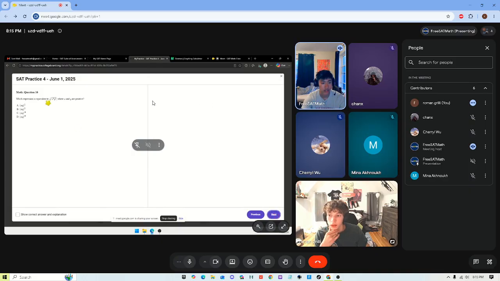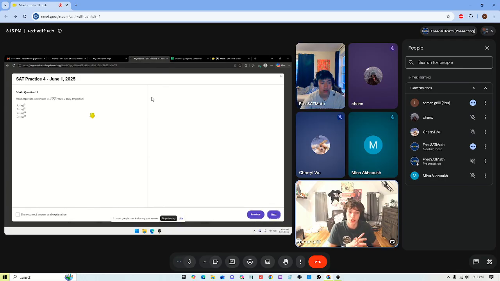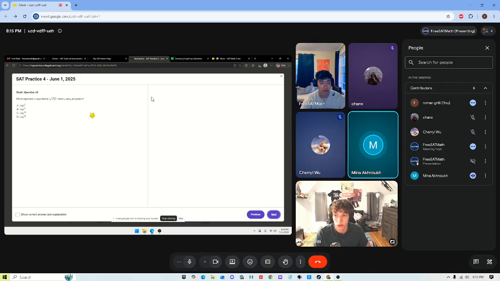Do you guys know how to do this with the exponent rules? I have a trick for this one actually, but if you guys know how to do it already, that's fine. Can't you just plug in values in Desmos for x and y, and then for the first equation, plug in the answer choices and see if they match? Yeah, you can do that.